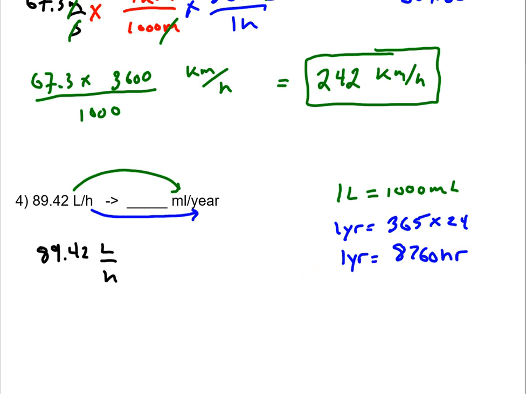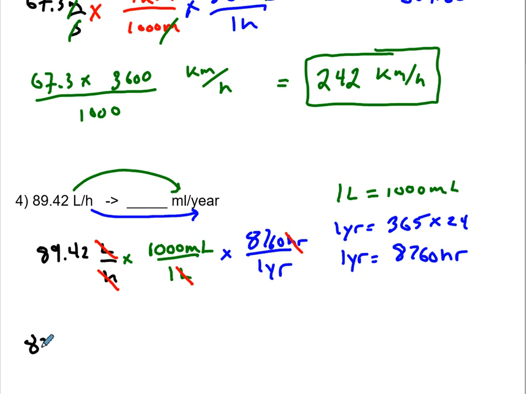So now we enter our factors again. So our first factor, we want milliliters on top. So you have 1,000 milliliters over 1 liter. And the second factor, we want years on the bottom. So you get 8,760 hours over 1 year. Okay. Again, I cross-reference all my units. So liters are done, hours are done, which is good. Okay. We look at our final math that we have to work through.